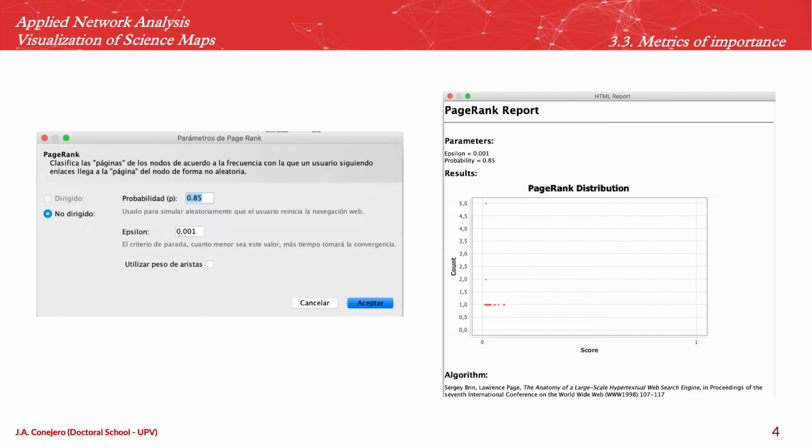Usually the PageRank values are close to 0, but a small difference in the PageRank is quite relevant for indicating which nodes are more important than the others. Here on the x-axis, the score is indicating the PageRank of a node.